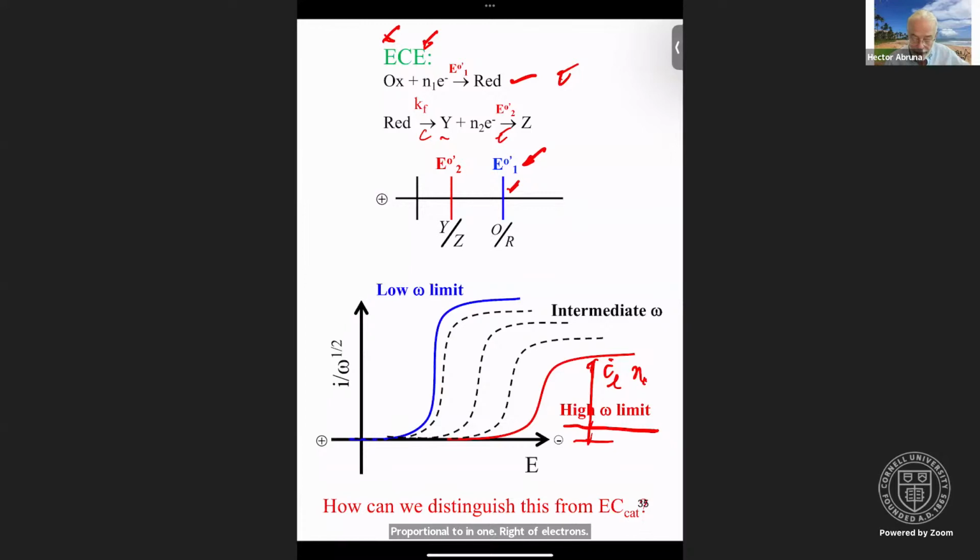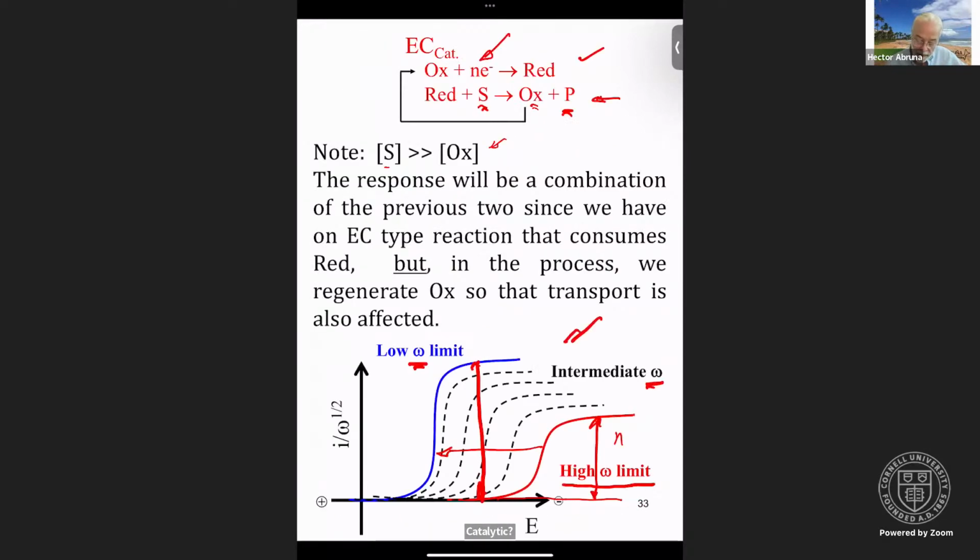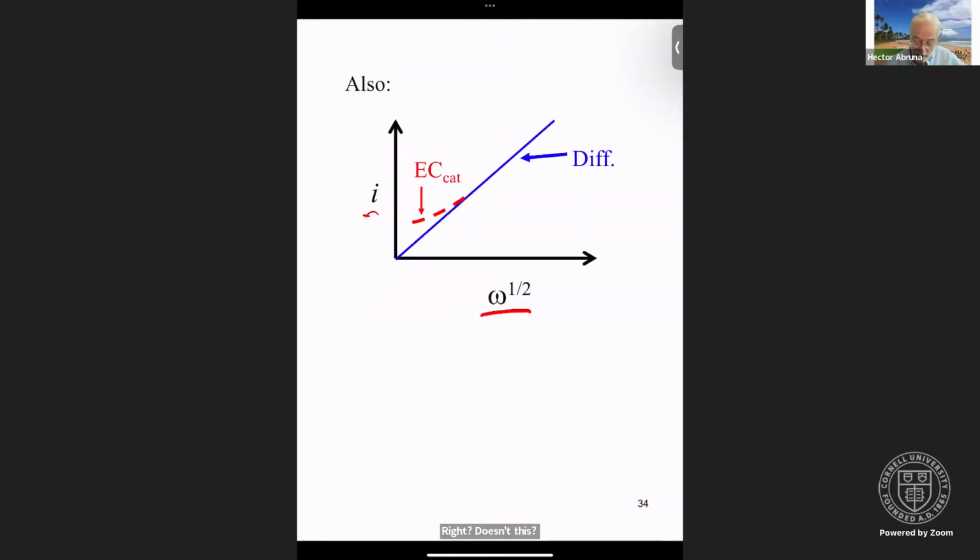In the low omega limit, we give this reaction plenty of time to take place because there's a chemical step, and then we produce Y, which is redox active. So the wave will be displaced, and the limiting current will also increase. Now, you might ask yourself, isn't that what we just saw in EC catalytic? Doesn't this look awfully similar to that?